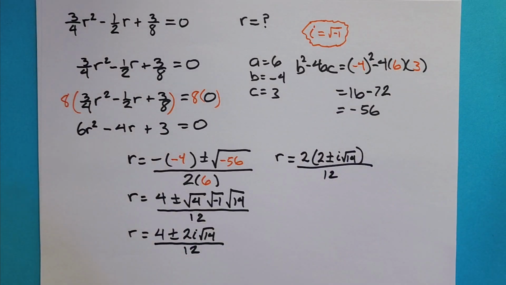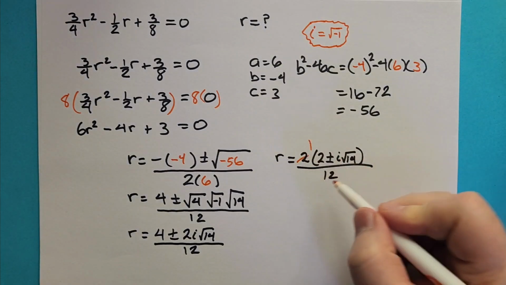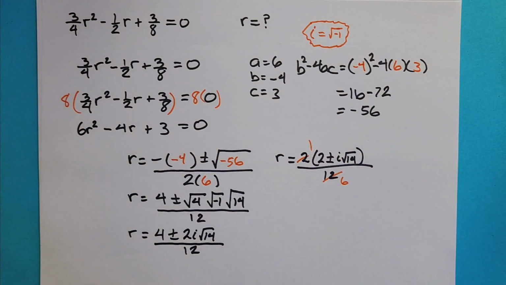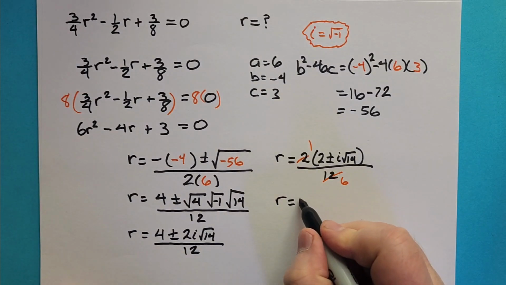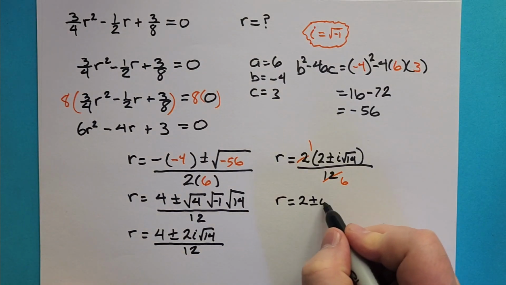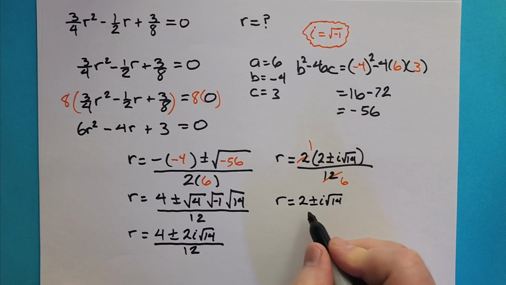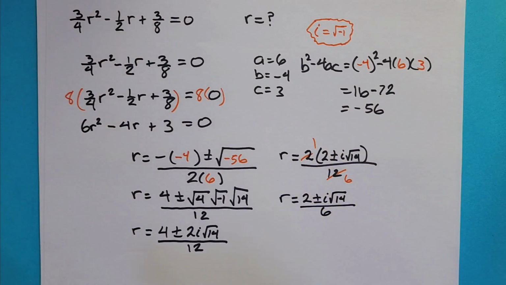And now we're free to go ahead and cancel the 2 with the 12. So the 2 divides out with the 12, leaving you with the 6. And then we'll just write our roots. So r is equal to 2 plus or minus i root 14 all over 6. So those are the two roots to our equation. So definitely we get complex conjugates.